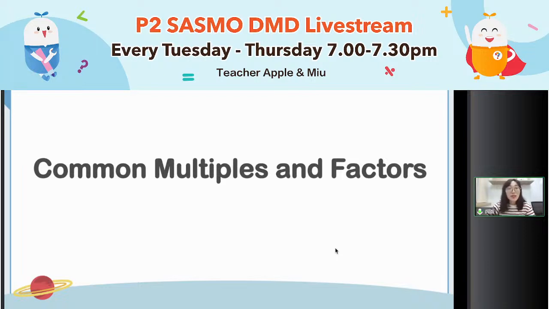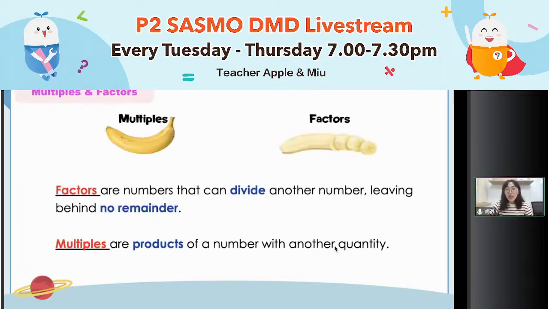Okay. And following this, move on to our second key point. This is about common multiples and factors. So firstly, we need to clarify the definitions. What is the meaning of factor and what is the meaning of multiple? For factors, factors are numbers that can divide another number, leaving behind no remainder. What is the meaning of remainder? That is, there is no leftover.